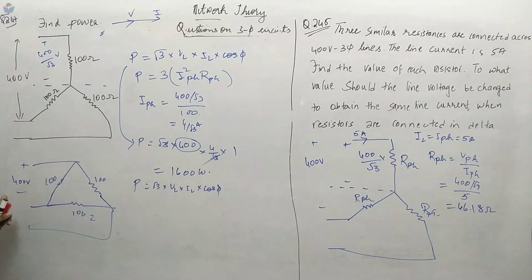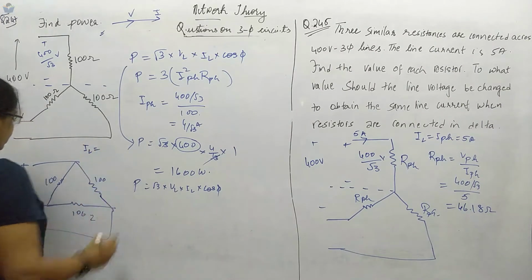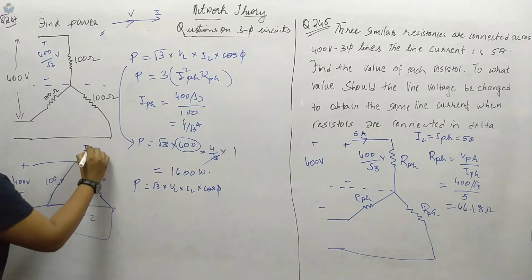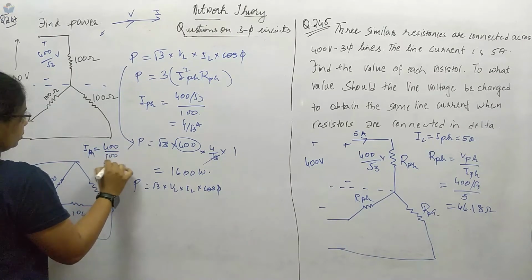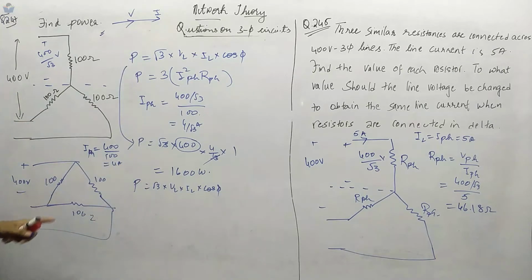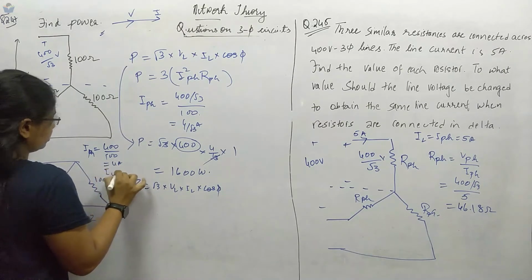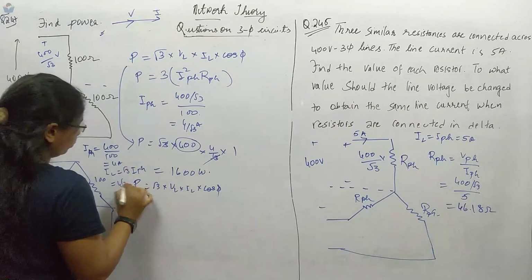V phase is also 400. We have to find IL. So IL is nothing but equal to how much? If it is IPH, we'll take IPH as 400 divided by 100. So this is 4 amperes. Here the line current is there, so we will take IL equal to root 3 times IPH. So it is 4 root 3.